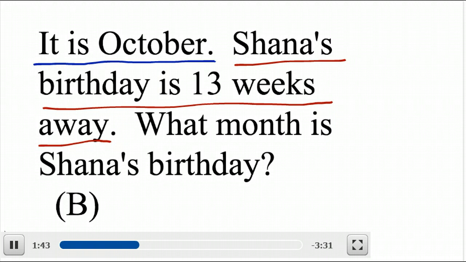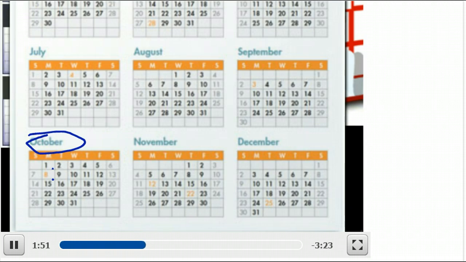So in order to do that, we're going to look at the first day and the last day and count 13 weeks from each one. So let's go back to our calendar. So we're going to pretend that we started with October 1st, and we're going to go down the column for 13 weeks. So if we start at 1, the 8th will be 1 week. The 15th will be 2 weeks. The 22nd will be 3 weeks. The 29th will be 4 weeks. Then we go over to November, and we're still on a Monday.